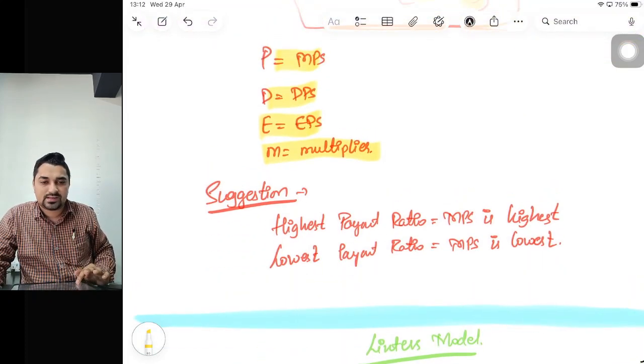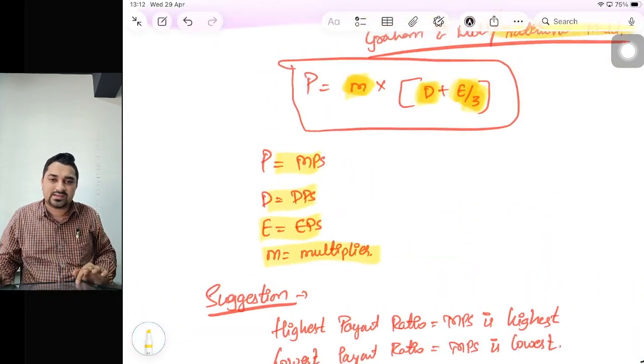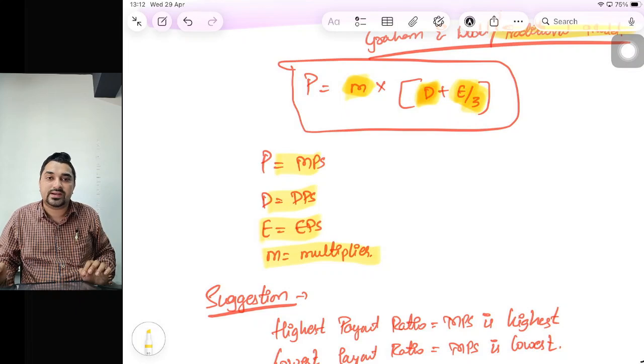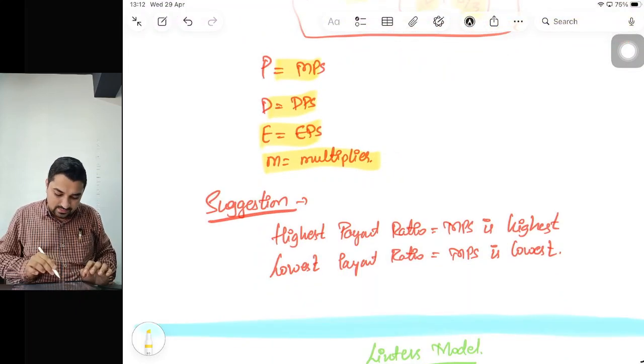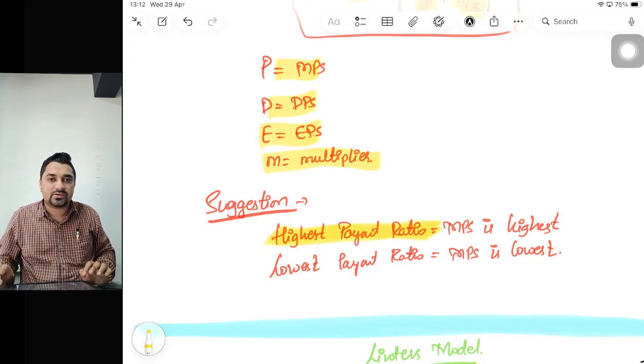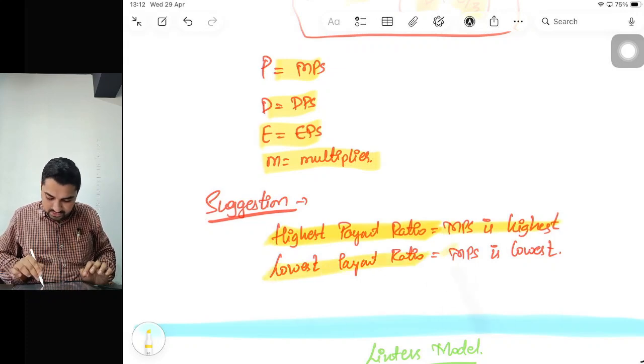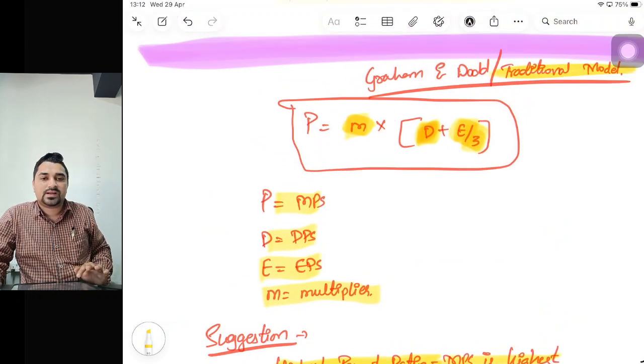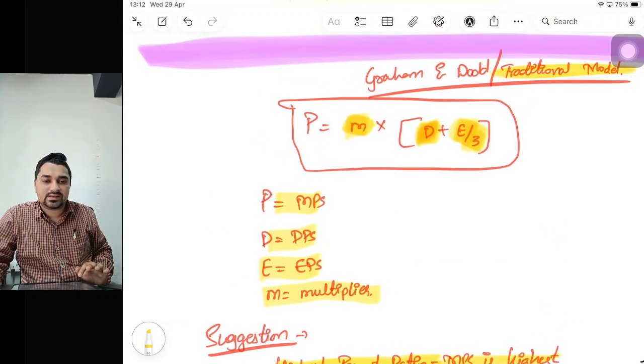Again, what is the suggestion given by him? Since he is giving more weightage to dividend, he is not much interested in earnings. So what is the suggestion given by him? You should always have the highest payout ratio. If you have the highest payout ratio, then market price will be highest. If you have the lowest payout ratio, market price per share will be lowest. This was the suggestion given by Graham and Dodd. In other words, it is a traditional approach.